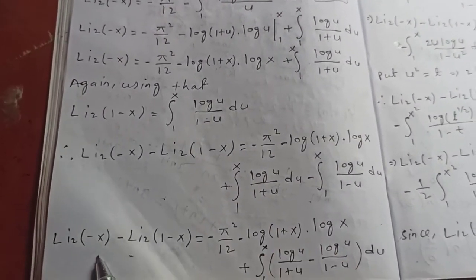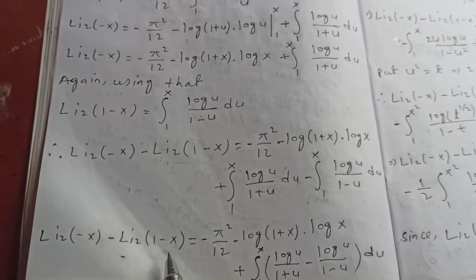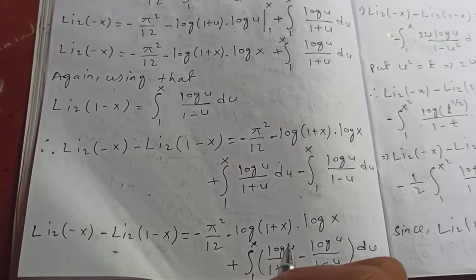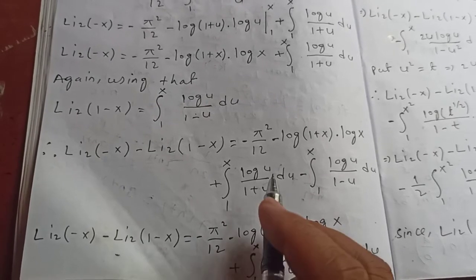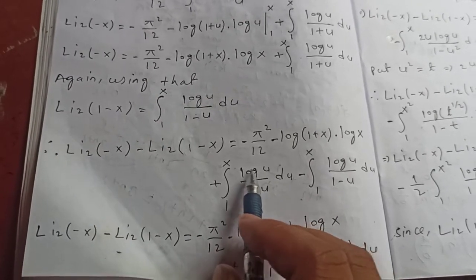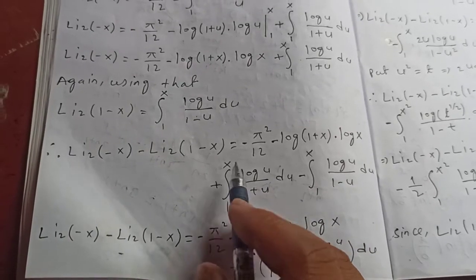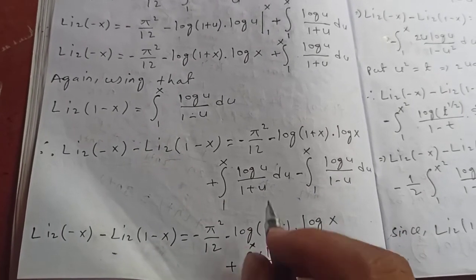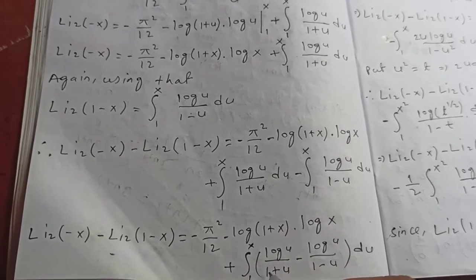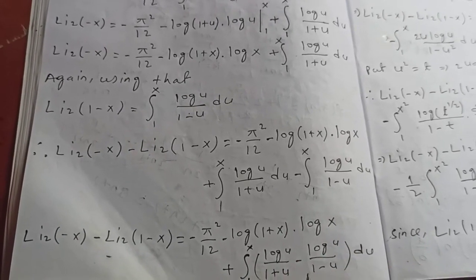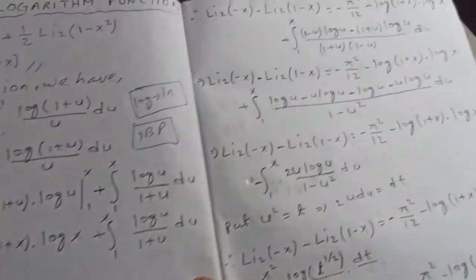Now Li2 of negative x minus Li2 of 1 minus x is negative pi square over 12 minus log 1 plus x into log x plus, here the numerator is the same, log u, and the integral is also from 1 to x. So the integral from 1 to x, combining these two, of log u upon 1 plus u minus log u upon 1 minus u du. Now these two you can combine.